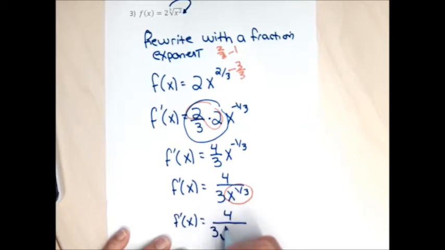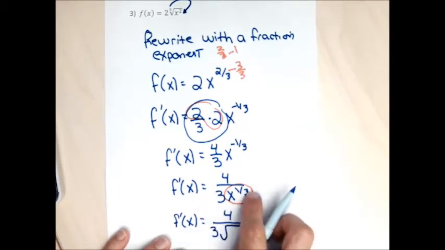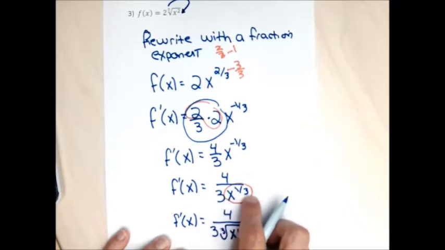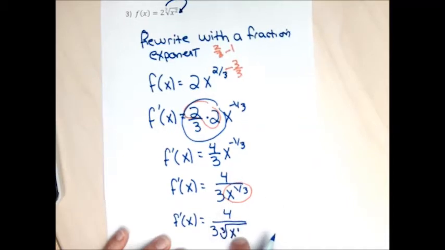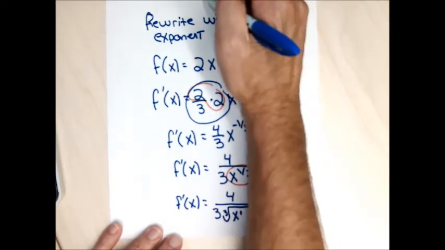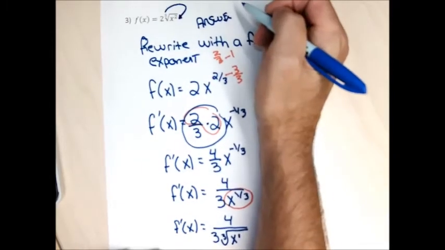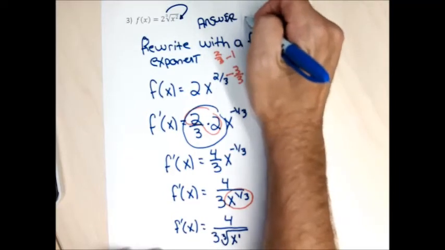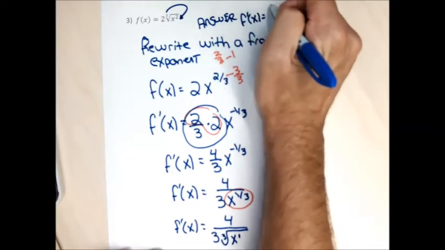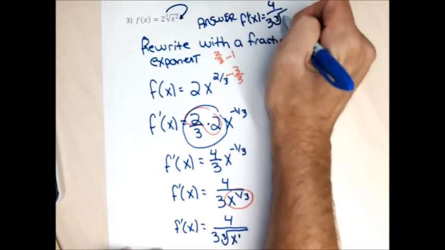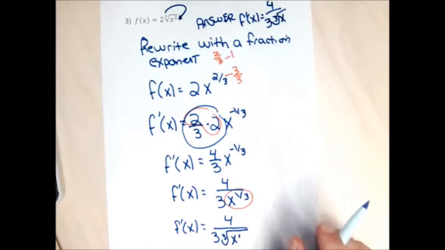When you have a fraction exponent and you're turning it into a radical, the denominator becomes the index and the rest goes under the radical. So for this x to the 1/3, the 3 becomes the index and the other part goes under the radical. I don't need to write an exponent of 1, and probably the best answer for problem 3 is the derivative is 4 over 3 cubed root of x. I think that's probably a nice way to say it.